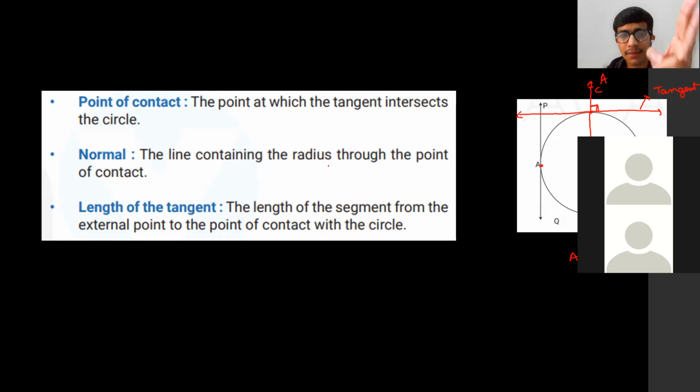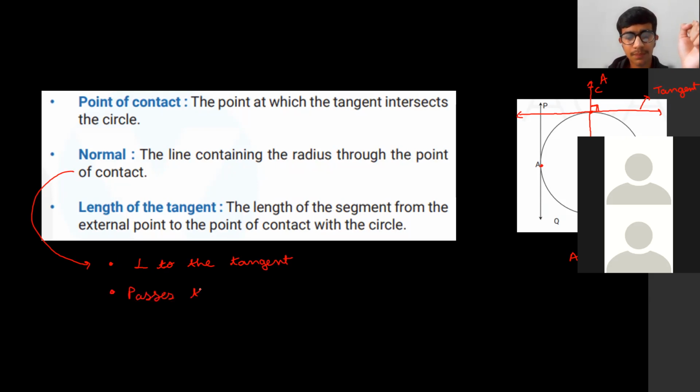So the line containing the radius through the point of contact, or more precisely, you can write the three properties: that it is perpendicular to the tangent, passes through the center of the circle, and the last thing is that it passes through the point of contact.